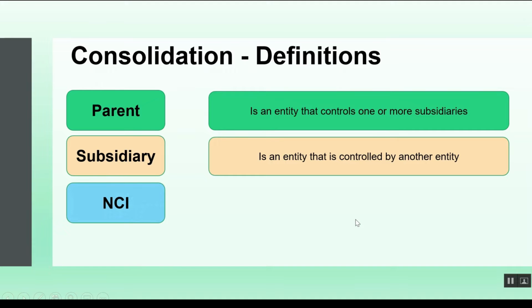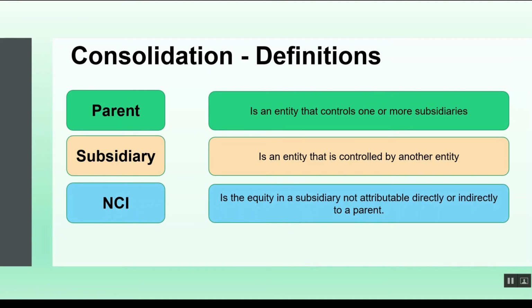Then what about NCI, or the non-controlling interest? Non-controlling interest is the equity in a subsidiary not attributable directly or indirectly to a parent company. In other words, it is the share of equity owned by another entity in a subsidiary. For example, a parent has acquired 75% of a subsidiary company and the remaining 25% is held by the non-controlling interest. This percentage holding in the subsidiary company is known as the non-controlling interest.